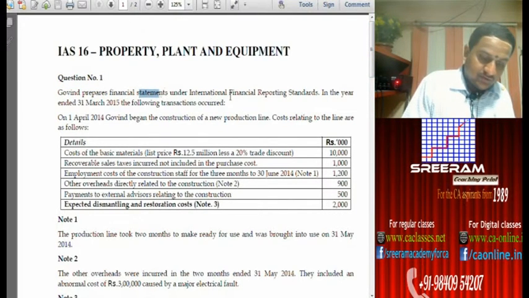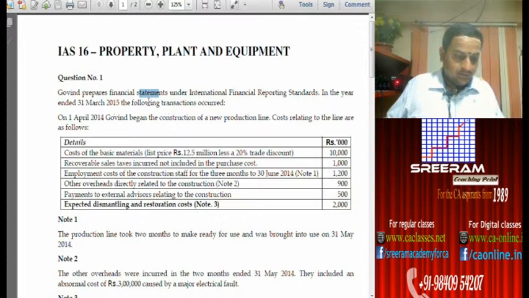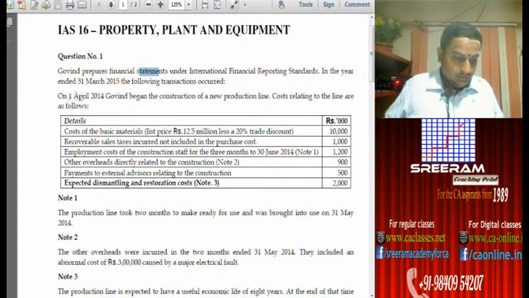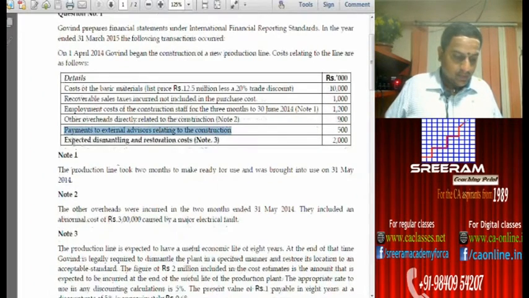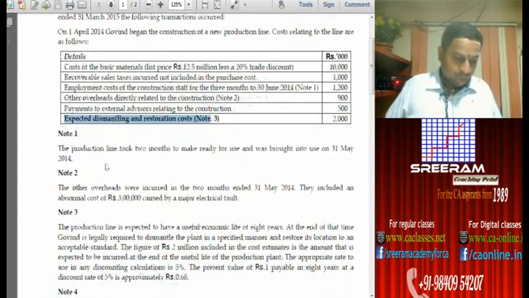Govin prepares financial statements under IFRS in the year ending 31st March. Following transactions occurred. On 1st April 2014, Govin began the construction of a new production line. Costs relating to the line are as follows. Details: cost of the materials, list price 12.5 million, trade discount, recoverable taxes incurred not included in the purchase cost, employee cost of construction staff for 3 months to 30th June, note 1, other overheads directly related to construction, payments to external advisors relating to construction, expected dismantling and restoration cost.